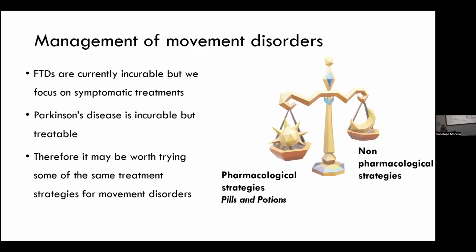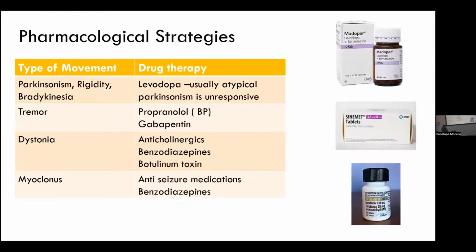So we know that FTDs are currently incurable, but we do focus on symptomatic therapies. Where Parkinson's disease is incurable, but we have treatments for the movement disorder part of Parkinson's disease. So I think it may be worth trying some of these same treatment strategies for the movement disorders in FTD patients. So as with anything, we have pharmacological strategies, that's the pills and potions we use, but also non-pharmacological strategies. I'm a great believer in a holistic view of anything we tackle in medicine.